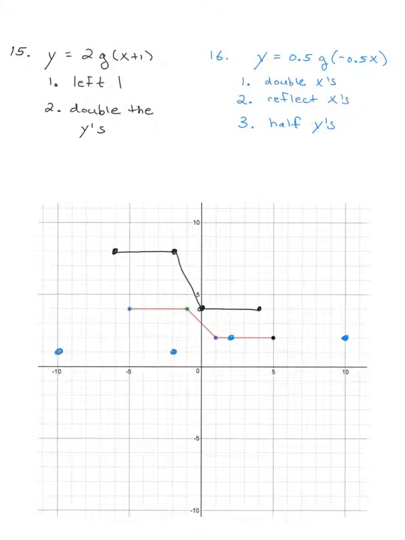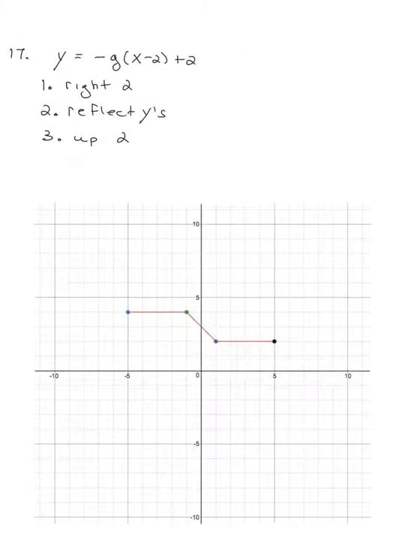If I connect all these, this is the graph that I get. It's reflected over the y-axis. I've doubled the x values. It's definitely stretched out in that direction, and I took half of the y values.